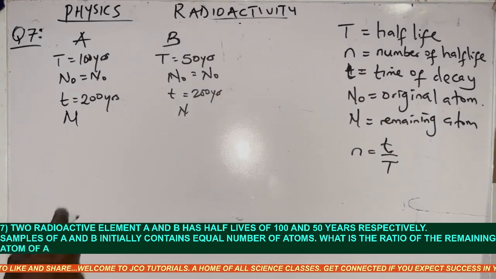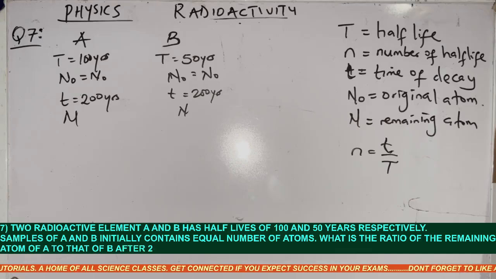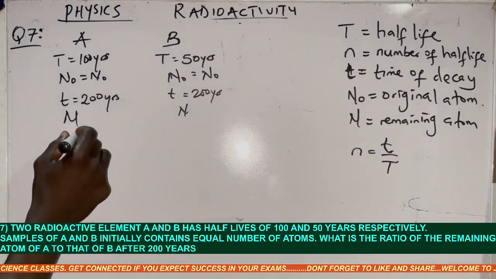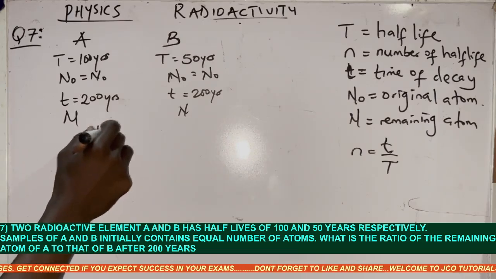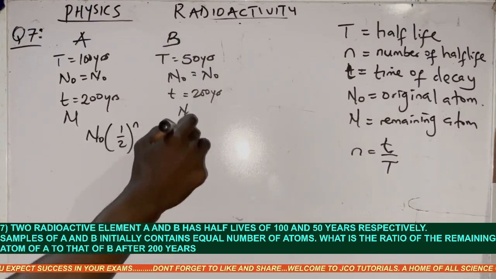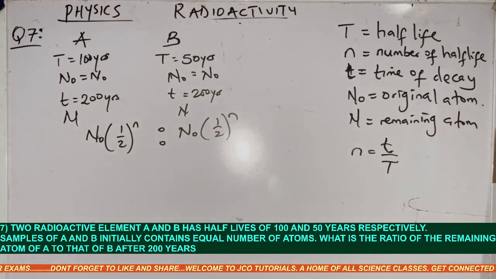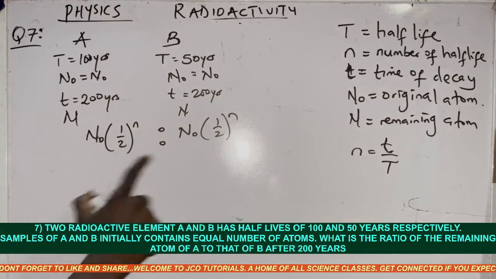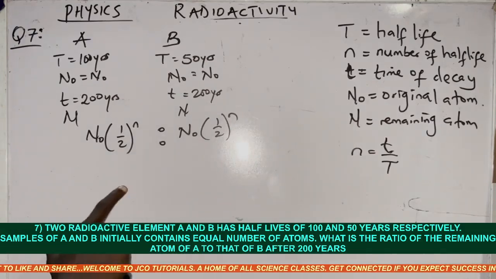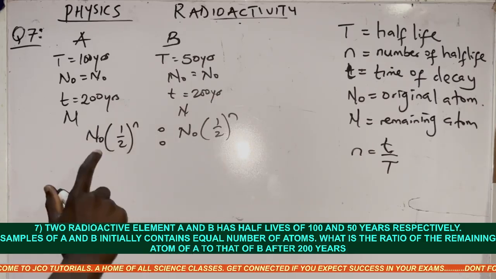I take the value of what remains here, ratio, what remains on the other side. So what's the formula for remaining? Remaining is original times (1 over 2) raised to power n. Ratio, what remains here, original times (1 over 2) raised to power n. Good. So we're looking for the ratio of what remains here to that of B. So use the formula for what remains.